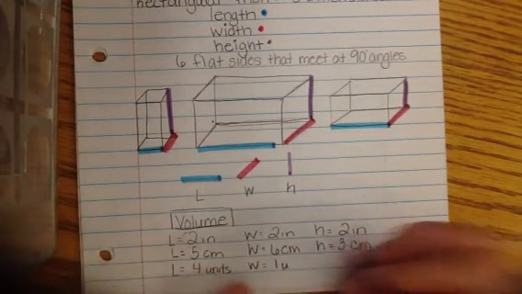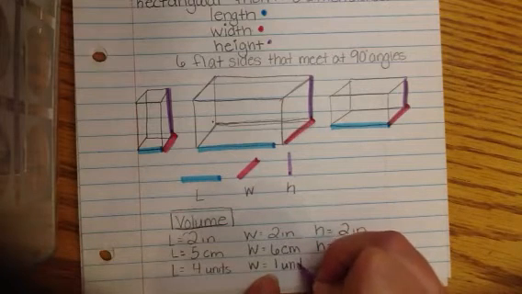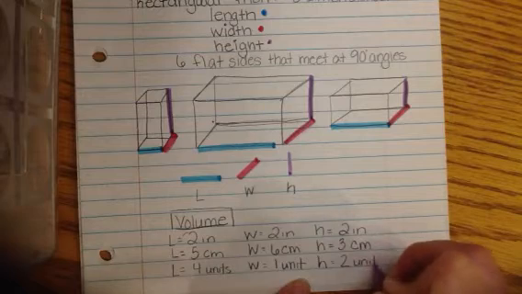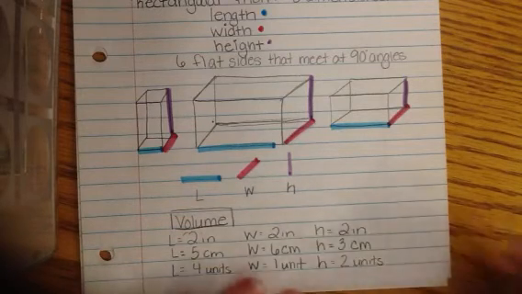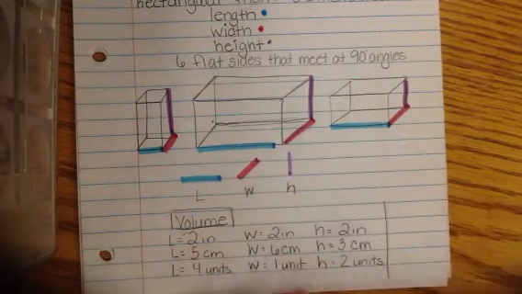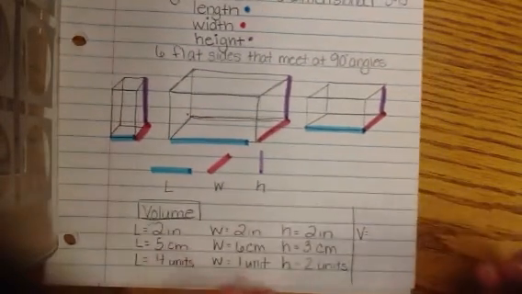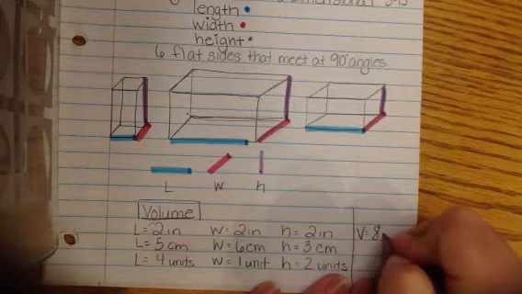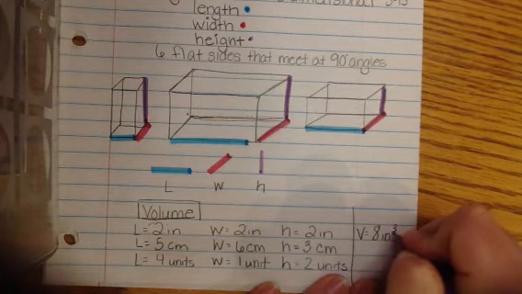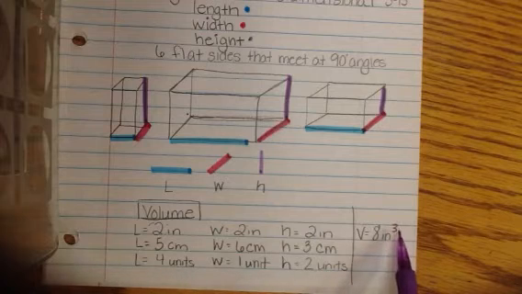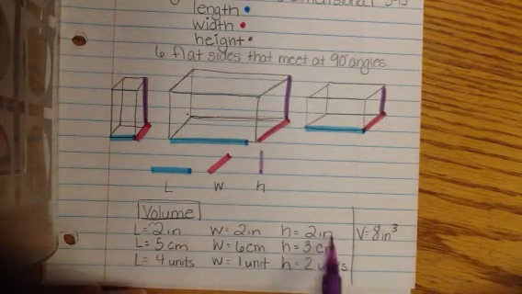So let's say my length was 4 units. My width was 1 unit. My height was 2 units. Okay, so how do we write volume? Okay, volume we write like this. 8 inches cubed. So I put a 3 up in the air. This is telling me it's 3-dimensional. It's telling me that I have 3 sets of inches.